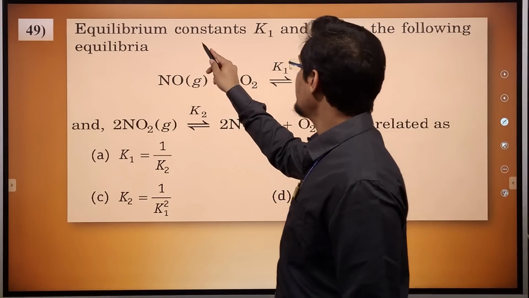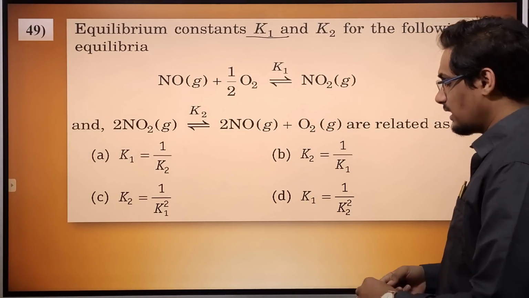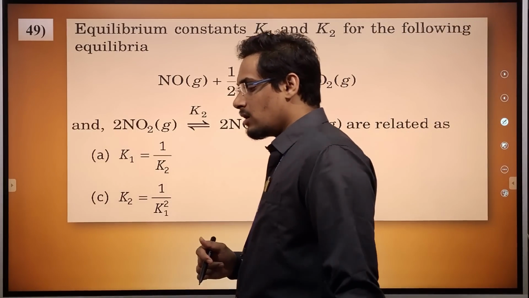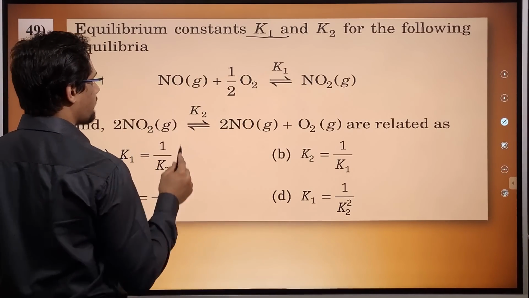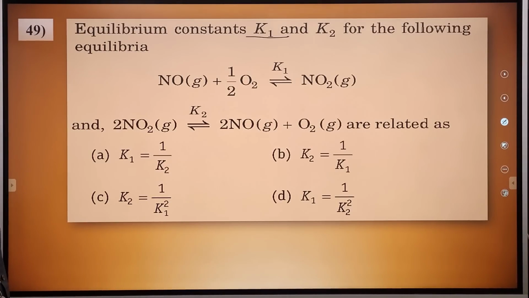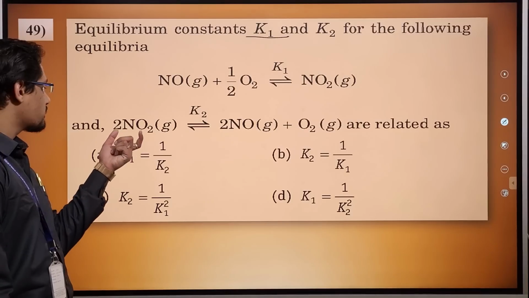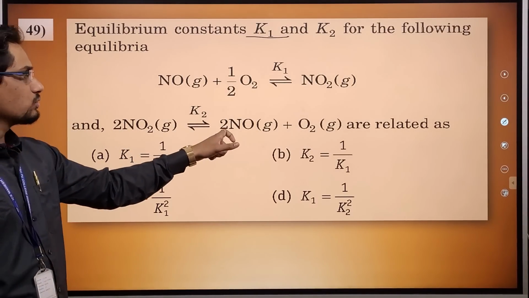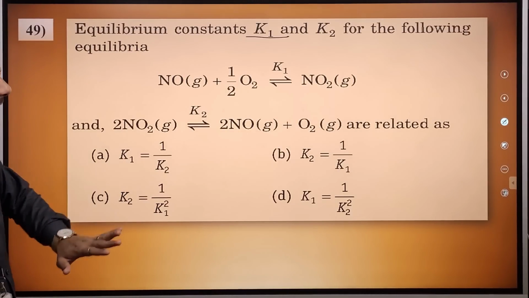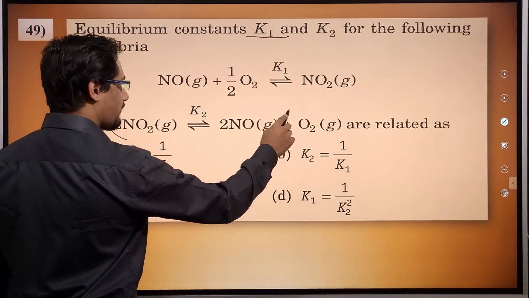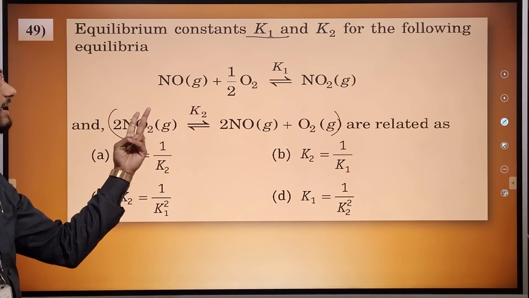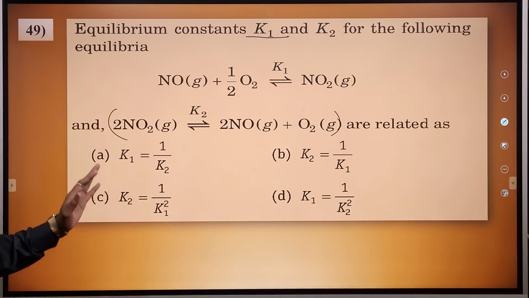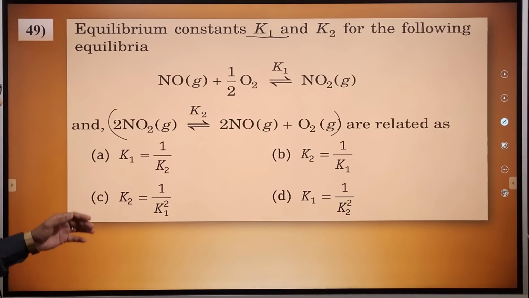Next question. The equilibrium constant K1 and K2 for the following equilibria. How to tackle this? As we know, equilibrium constant changes with the representation of the equation. In the first equation they have given NO plus half O2 gives rise to NO2, and in the second equation NO2 gives rise to 2NO plus O2. In the second equation they have multiplied the entire equation by 2 and reversed it. I'll give you the shortcut, but first, how to do it with the procedure?